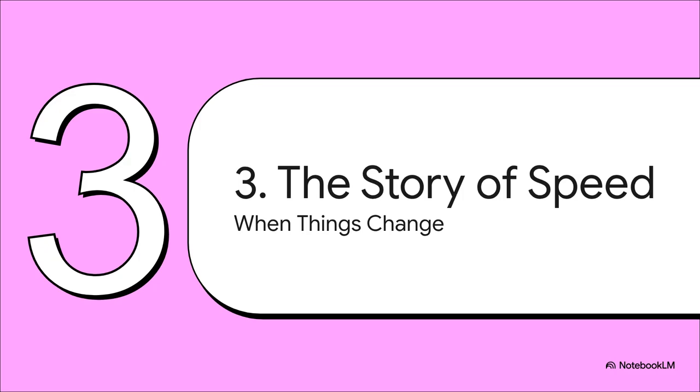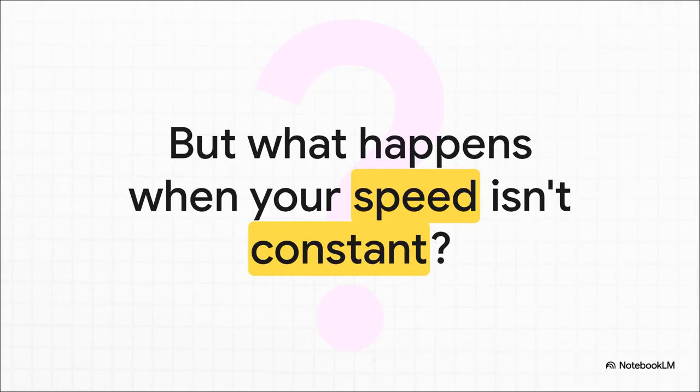All right, section 3, the story of speed. Everything we've talked about so far is great for steady, constant motion. But let's be real, when does that ever happen? In the real world, things are always changing. I mean, just think about driving in the city. You're hitting the gas, you're hitting the brakes, you're speeding up, you're slowing down. So how do we describe all that change?